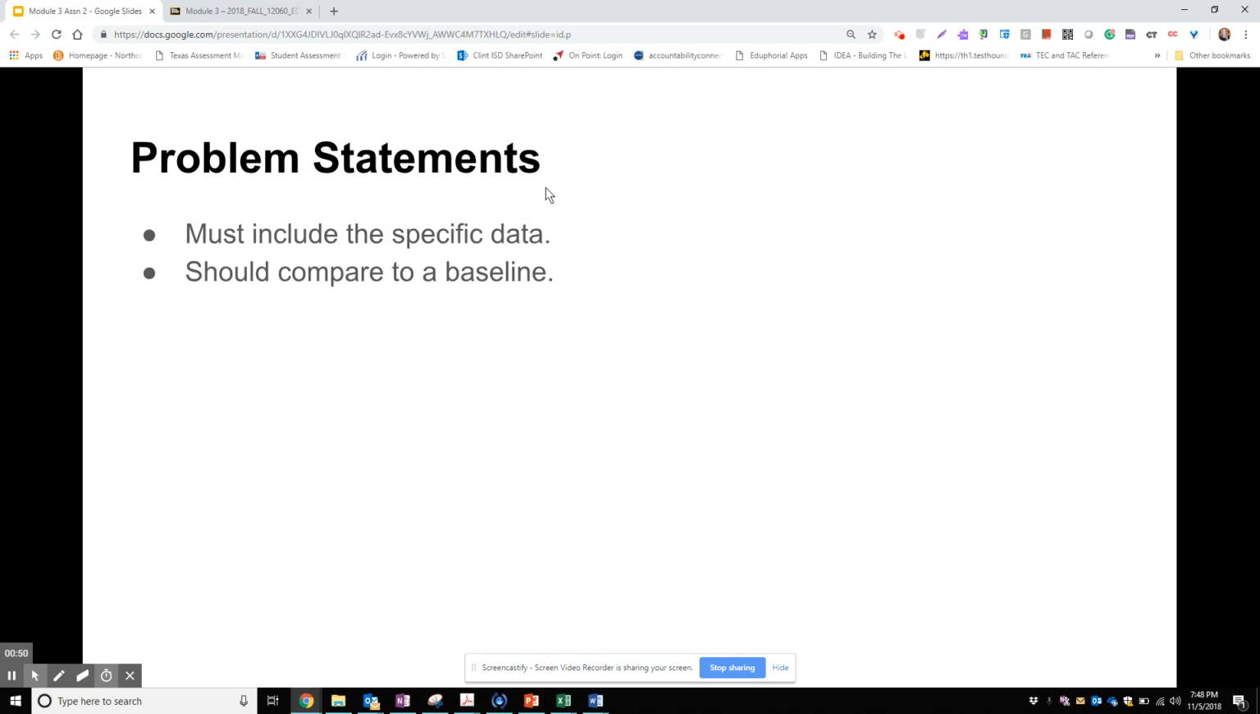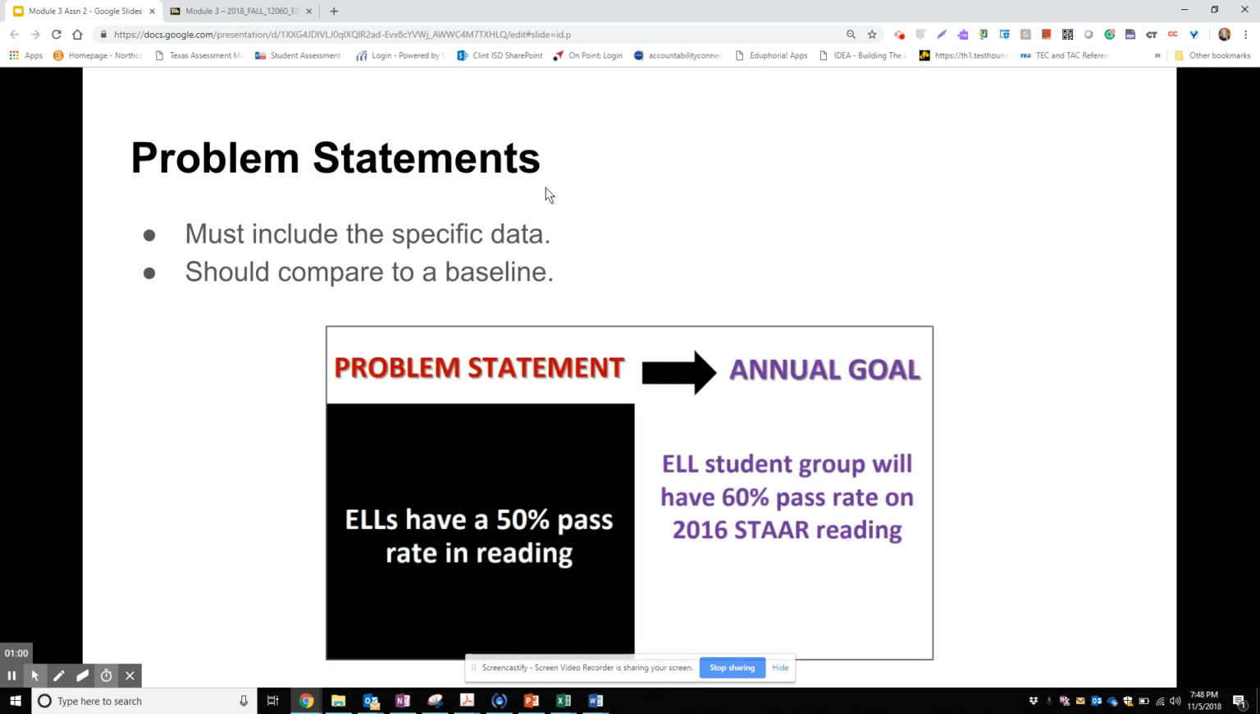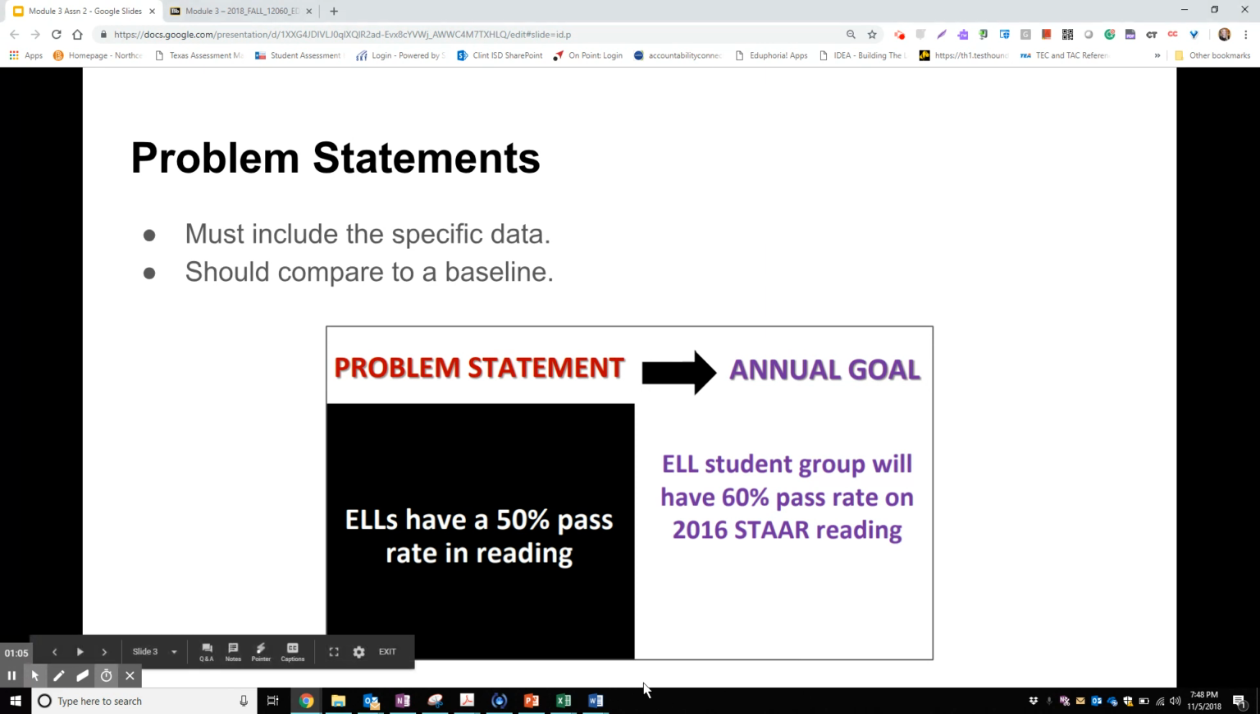So what do I mean by that? Either the state comparison or comparing to the district. Because if you're listing something as a problem, but you're not comparing it to anything, well, then how do you know it's a problem? This is an example just from a TASE resource. And so it's very simple. It says ELLs have a 50% pass rate in reading. We would emphasize that of which is 20 percentage points lower than the state average.